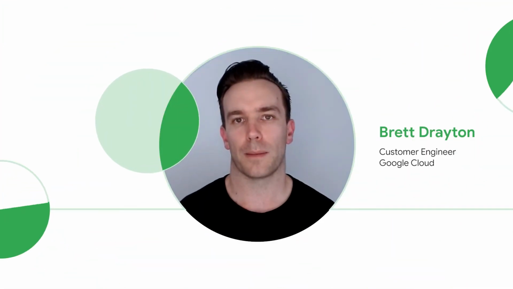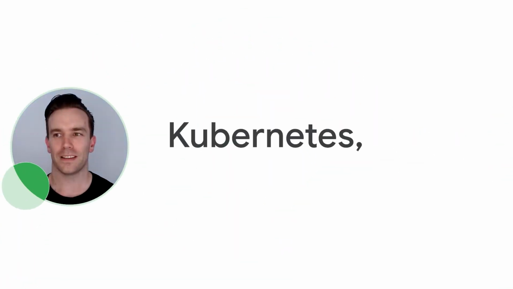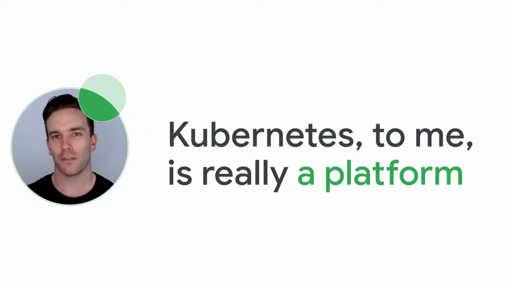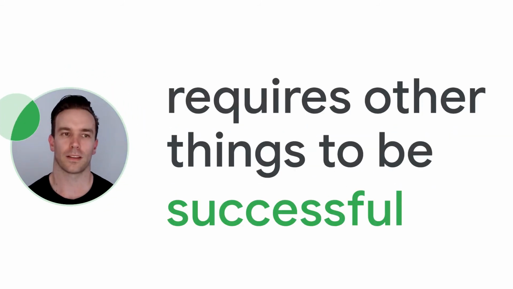Anthos is our modern application platform. We start with Kubernetes and we're built from the ground up. Kubernetes, to me, is really a platform. But it's also a platform that requires other things to be successful.